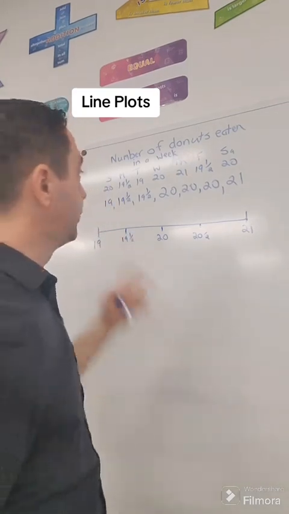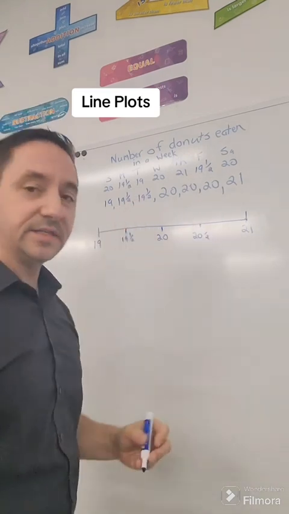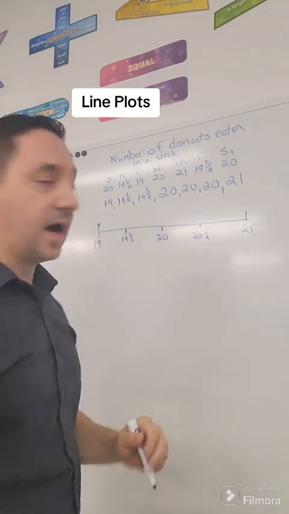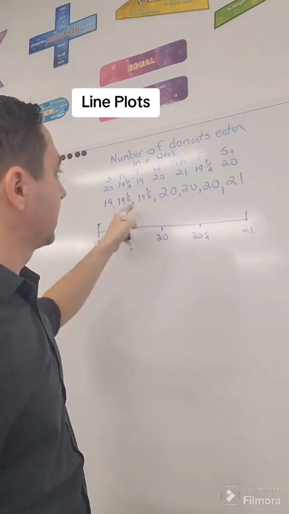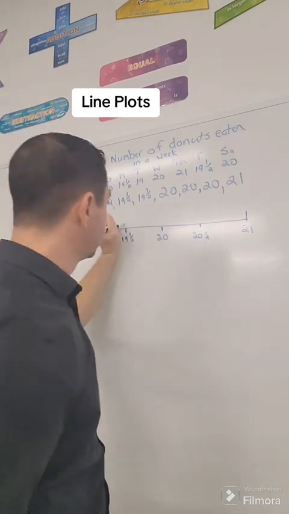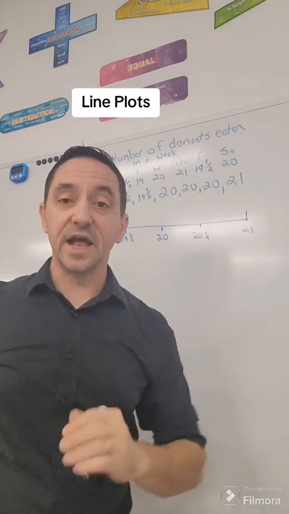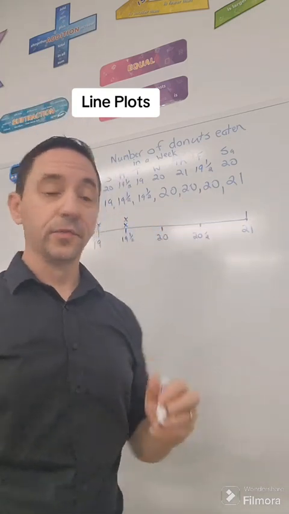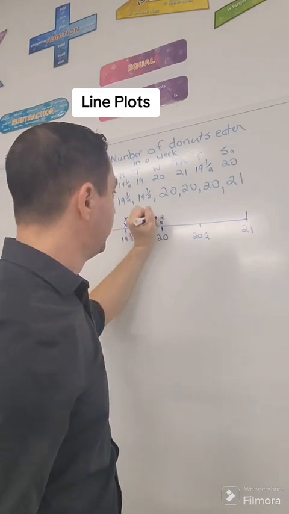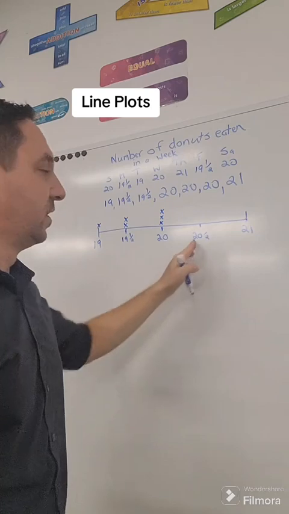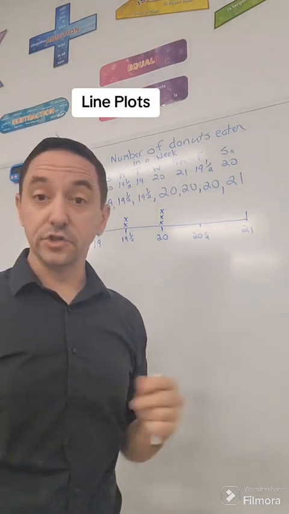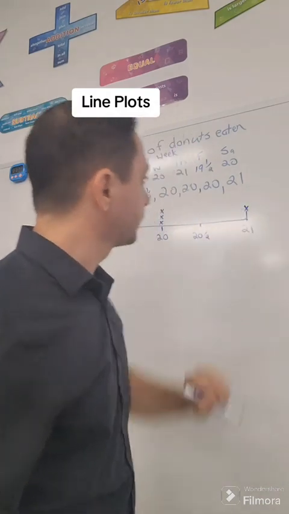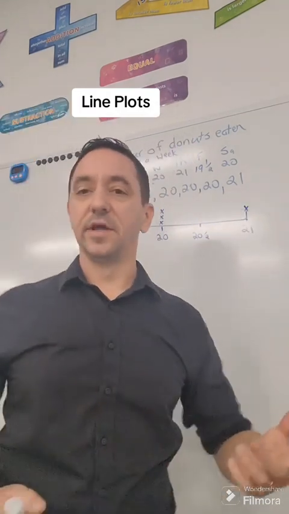So the first thing I do is 19. I've got one 19. I'm going to put one x up there. I've got 19 and a half next. I got 1, 2, 2 19 and a halves. Put 2 19 and a halves up there. 20, I've got 1, 2, 3. 3 20s. I don't have any 20 and a halves, and that's fine. I just draw nothing above it. And then finally, I have one 21. And with that, my line plot is done.